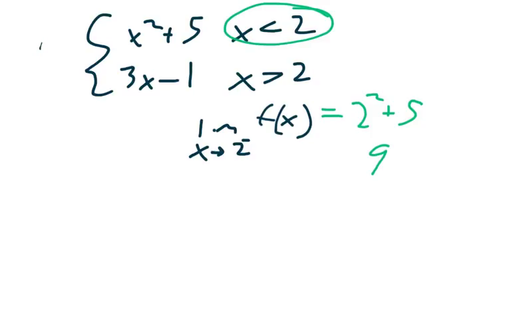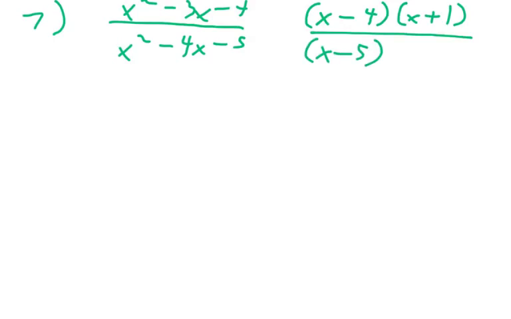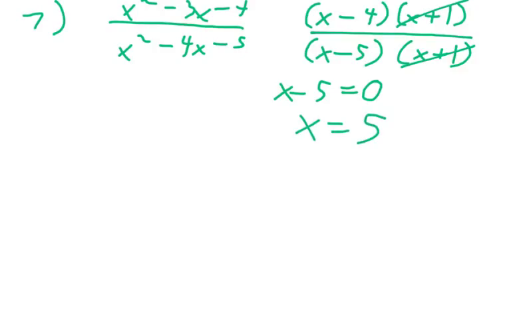Okay, for this problem we're trying to find the asymptotes, so we need to factor the top and factor the bottom. And since we're looking for the asymptotes, we don't worry about the ones that cancel out. So we're left with x minus 5 equals 0. So x equals 5.